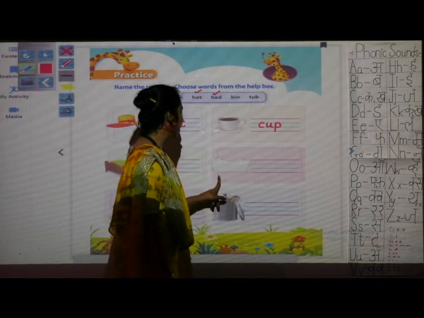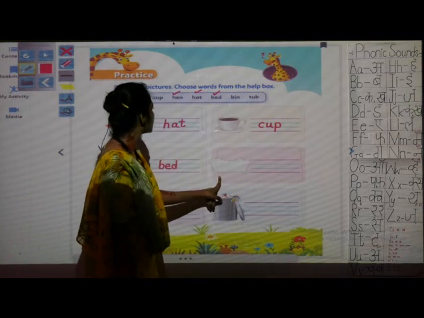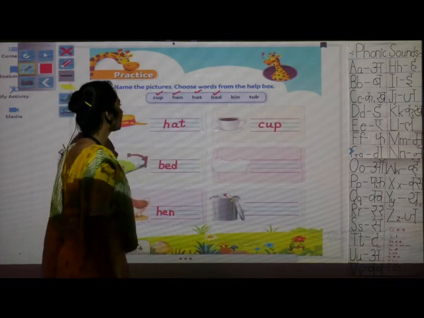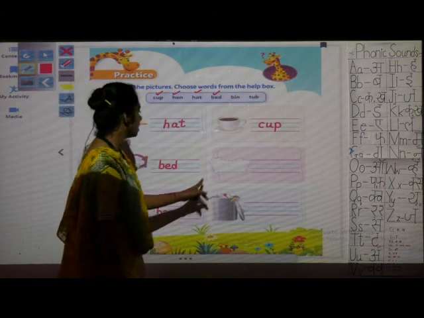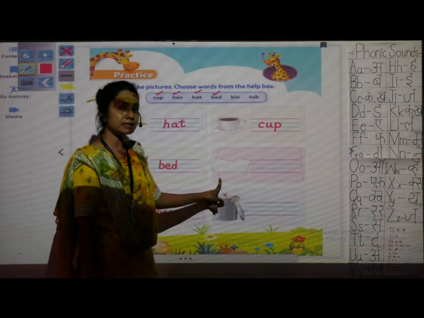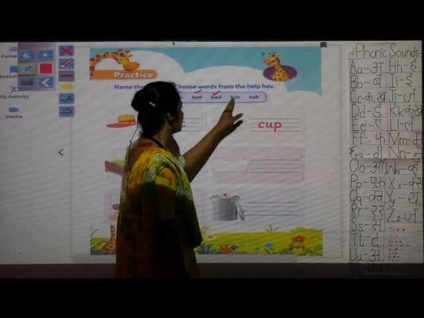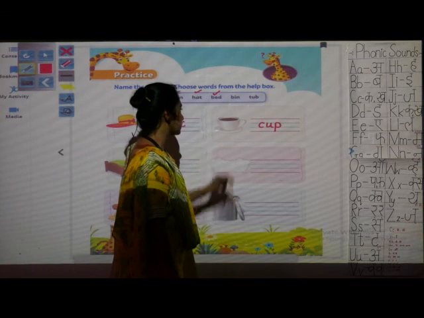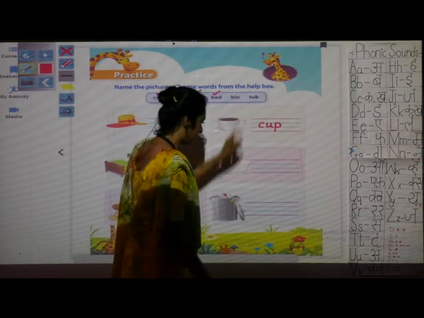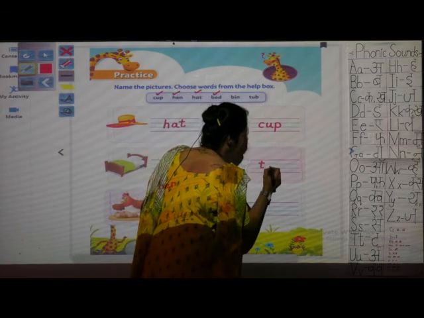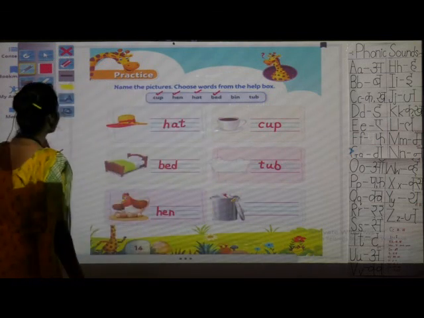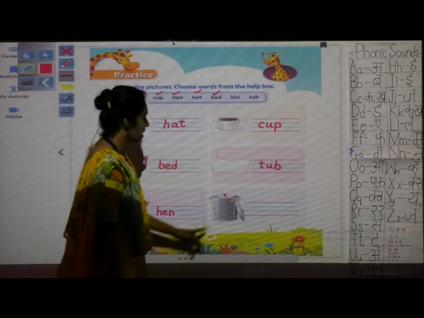Come to next picture. Which picture is this? This is a tub. Mark it below the cup. Next. Which picture is this? We take bath, right? So what we call this? Tub. This is bin and this is tub. This is the spelling of bin, this is the spelling of tub. So what is the spelling of tub? Yes. T-U-B, tub. Last one.